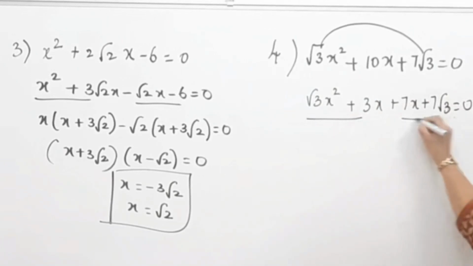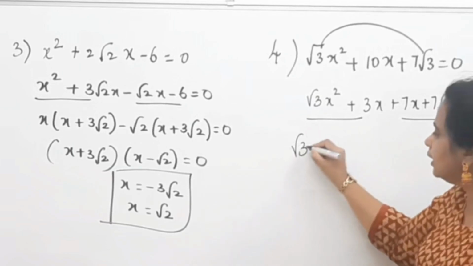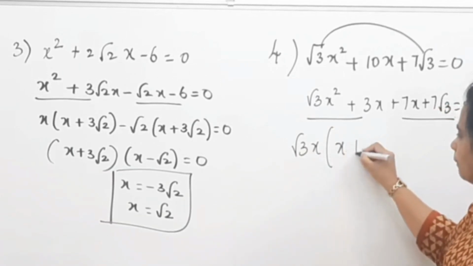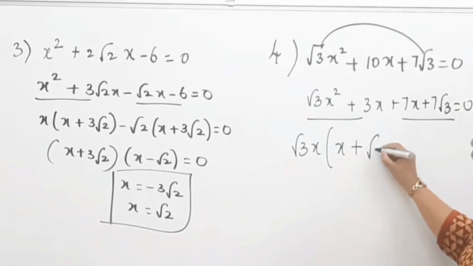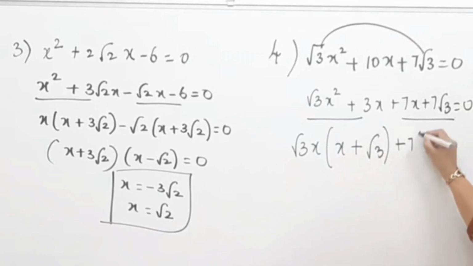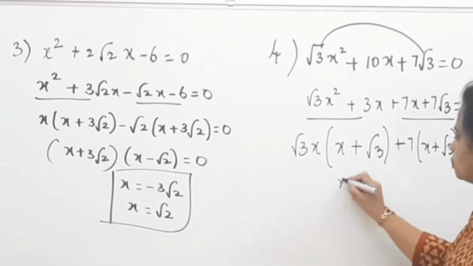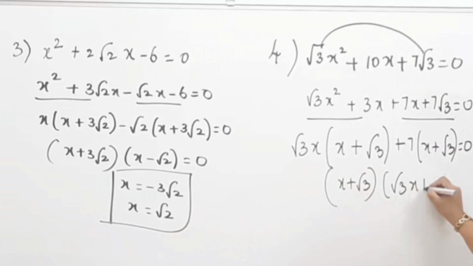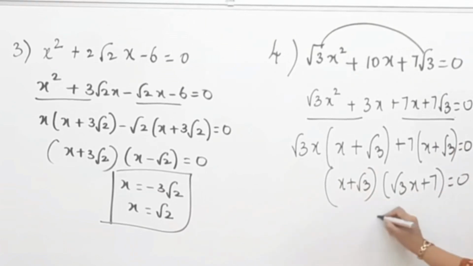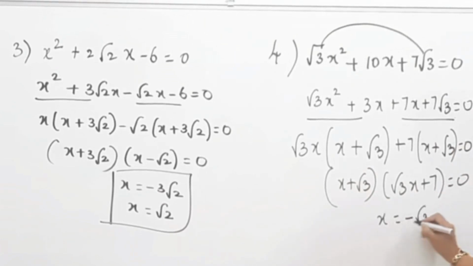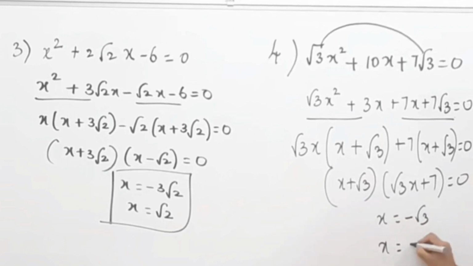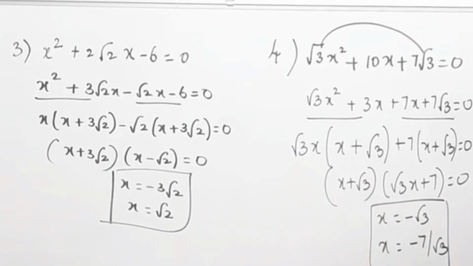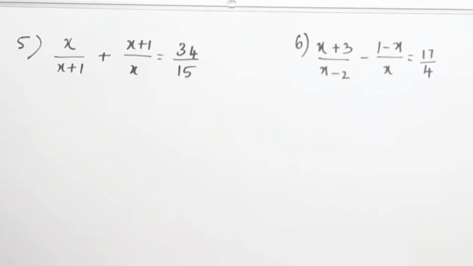Grouping the terms, I would get root 3 x taken outside, plus (x plus root 3), 7 is taken outside. So x plus root 3 equal to 0. So (x plus root 3) into (root 3 x plus 7) equal to 0. So my x is equal to minus root 3 and my x is equal to minus 7 by root 3. So I got my x values, as simple as that. Children, we move on to the next type of question.